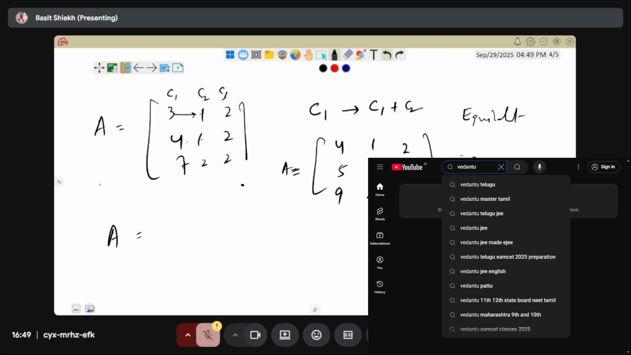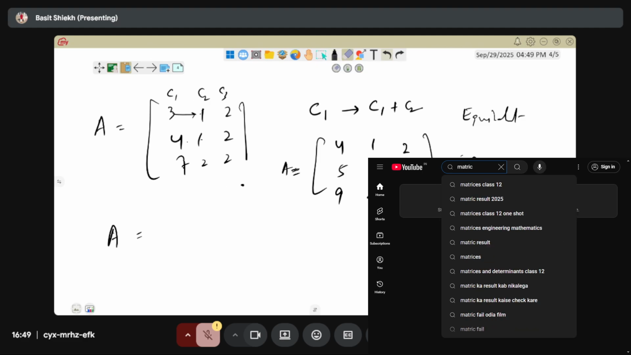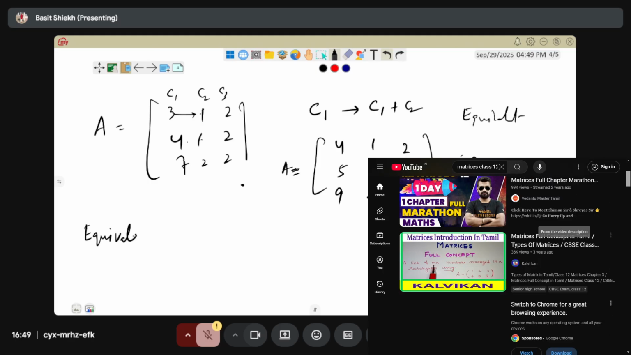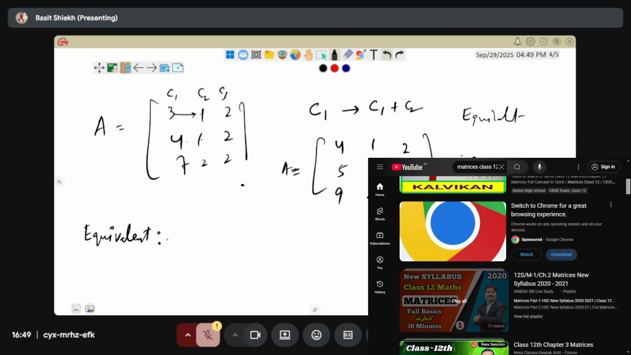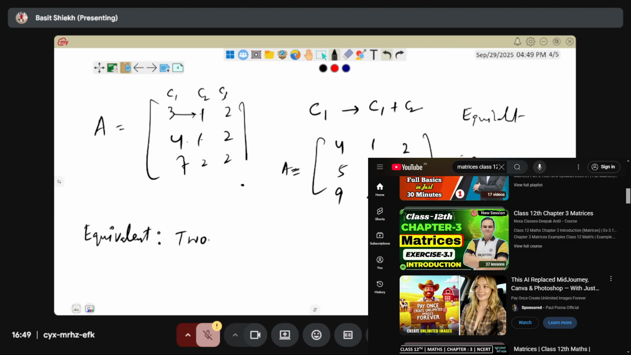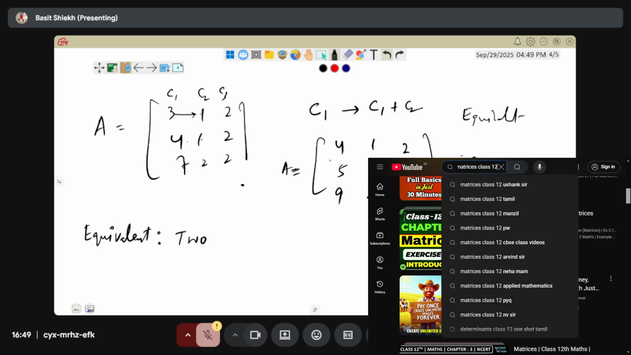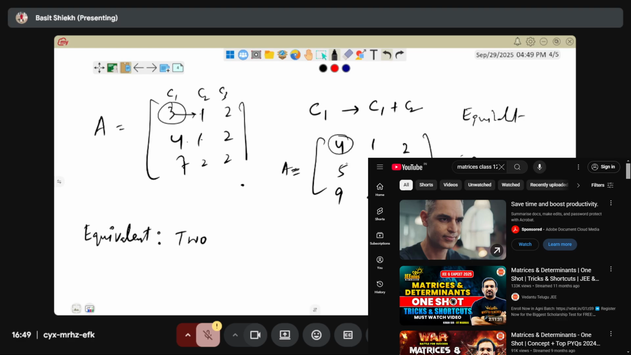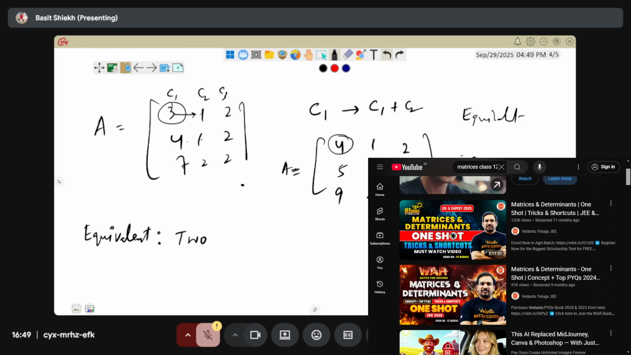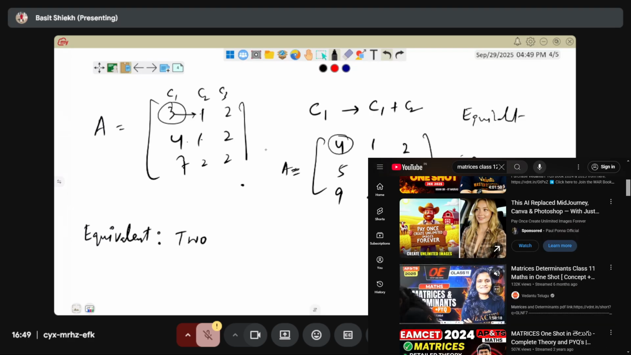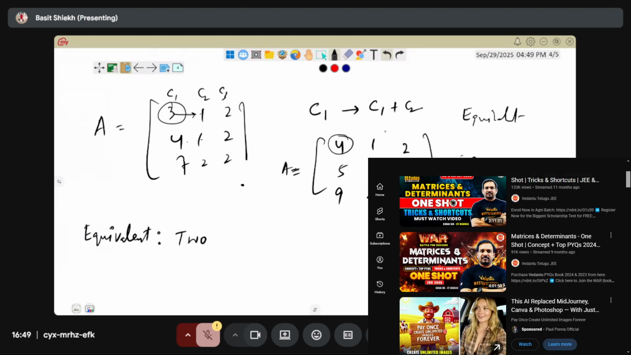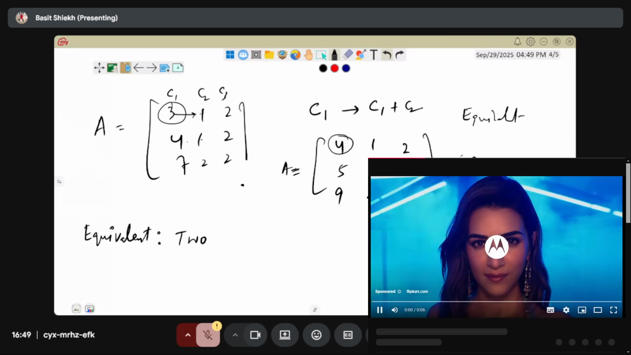Equivalent matrices. I will write the definition here. They are not equal, they are equivalent. Equal means everything is the same, their corresponding elements are the same. But for equivalent, if you see, even the first entry is not the same, but they are equivalent. We have done a column transformation here. So this matrix B, we got it from matrix A by doing elementary column transformation.